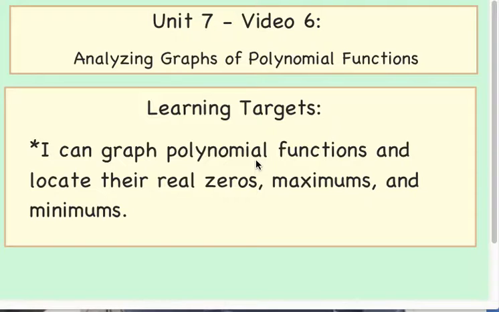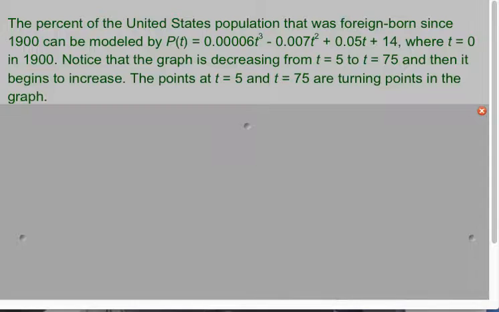And what we're going to be able to do in both these videos is graph polynomial functions and locate their real zeros, maximums, and minimums. And also we're going to talk about end behaviors again.